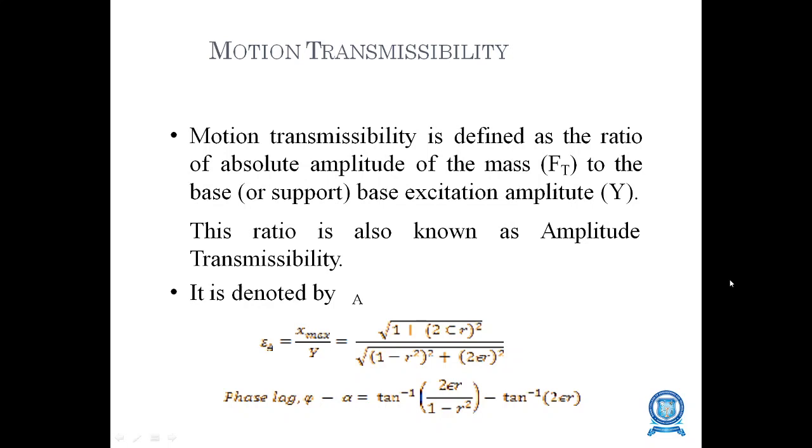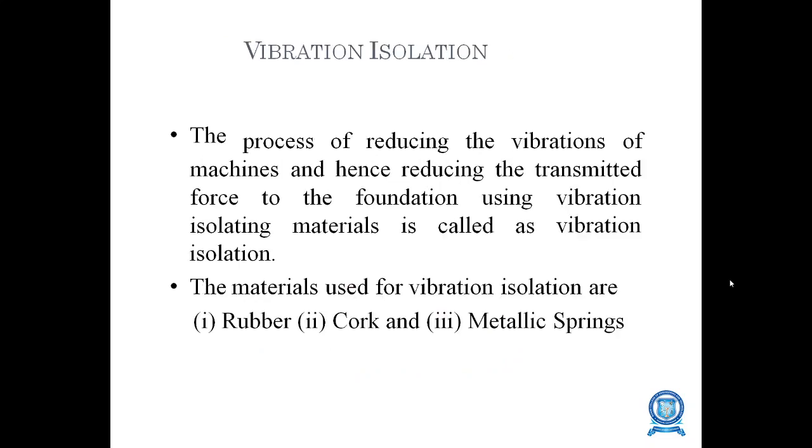Motion transmissibility is defined as the ratio of absolute amplitude of the mass H max to the base or support excitation amplitude y. This ratio is also known as amplitude transmissibility, which is denoted by epsilon A. Epsilon A is equal to H max by y equal to root of (1 plus (2 eta r) the whole square) divided by (1 minus r square) plus (2 epsilon r) the whole square.